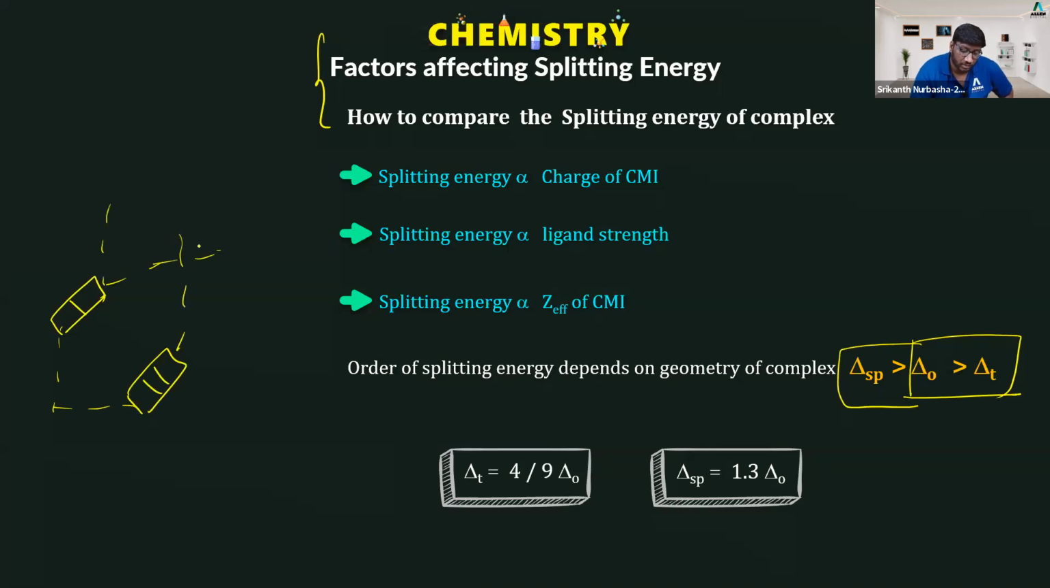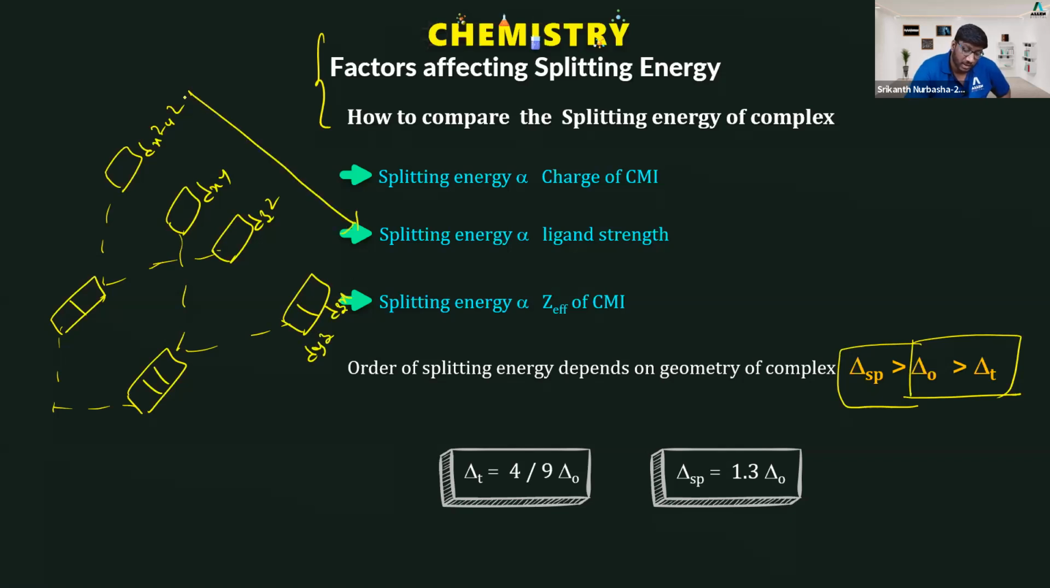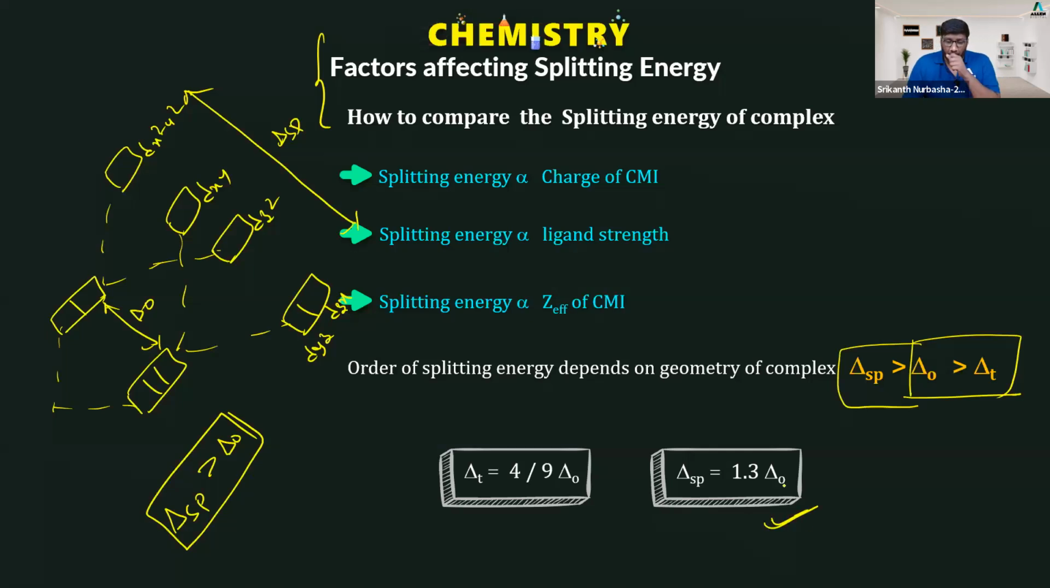Yes or no? So this is your dx2-y2, this is your dxy, this is your dz2, this is your dyz, dzx. So this is nothing but your square planar splitting, delta sp. This is your octahedral, delta O. So delta square planar will be greater when compared to delta O, and experimentally this value is found to be delta square planar is 1.3 times that of delta naught. Tetrahedral splitting, delta T, is equal to 4/9 times that of delta naught.